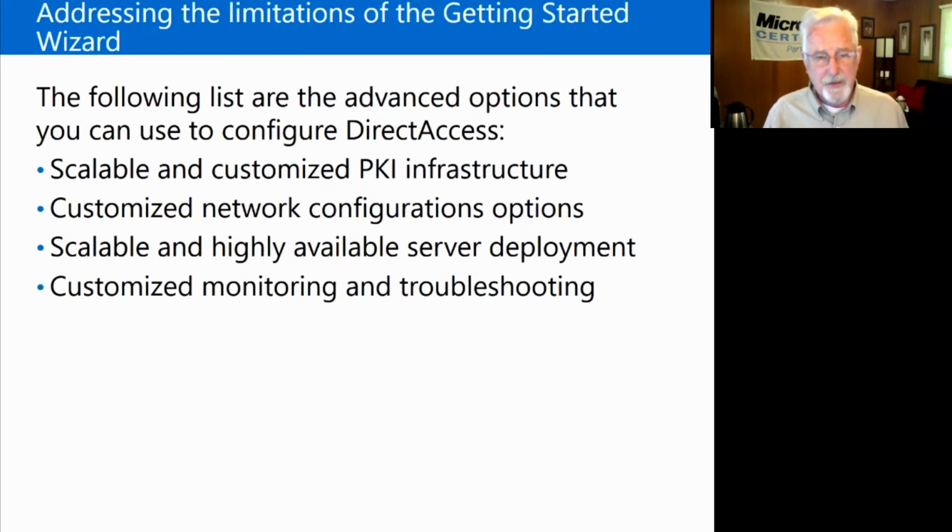The slide here is just talking about the advanced options. If you're not using the wizard, these are the things that you'll be able to do. And oftentimes the wizard is the way we get the demo set up. And then once we decide, hey, this is something we want to use, then we can go in and build the infrastructure with our own certificate server, build redundancy in there with highly available servers, set up our network the way we want it.